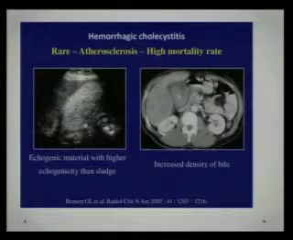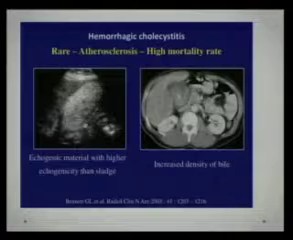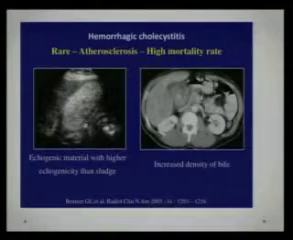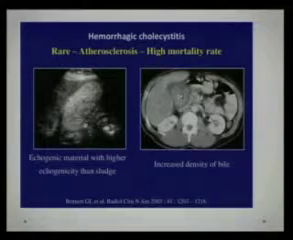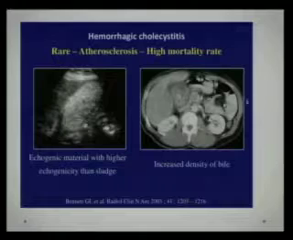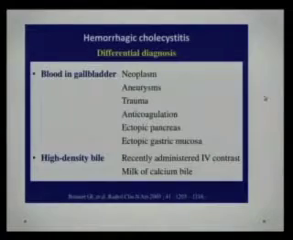But just to remember, two things with blood. Number one, history is important. Number two, if it's distending the gallbladder lumen, it will be very, very echogenic. And number three, it has angulated margins. Well, increased density of bile, here you see in a patient with hemorrhage within the gallbladder on CT with increased density of bile.